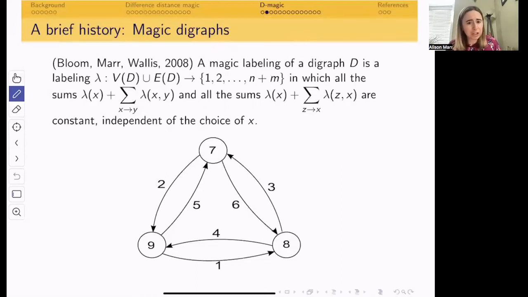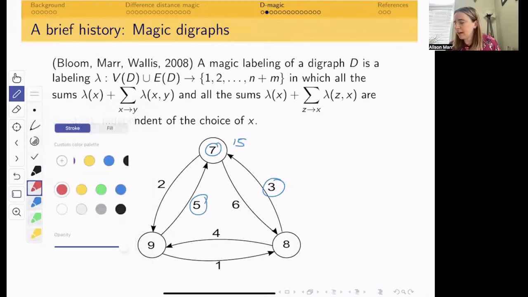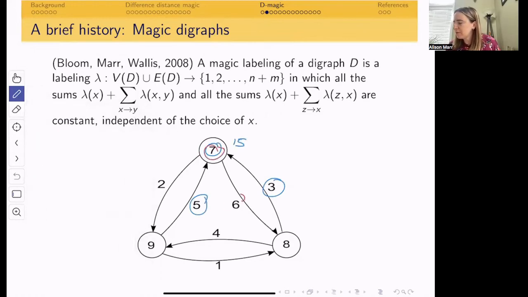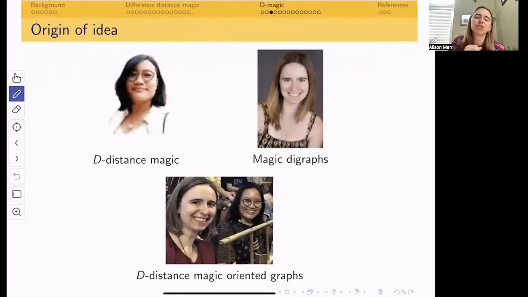So I think in this picture, we have 15 at every vertex. So if you take the edges coming in, in this case, 5, 3 is 8 plus 7 is 15. And then if you take everything going out, with that vertex label, so 7 plus 6 plus 2 is also 15. And then you should be able to have that 15 everywhere. So this was, I think, the first magic labeling on a directed graph. And so this was the work that I had been working on, magic labeling and directed graphs. My colleague, Rino Simanjuntak at the Institute of Technology in Bandung, Indonesia, was working on D-distance magic graphs.